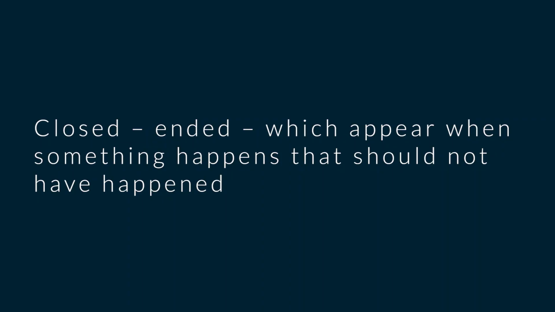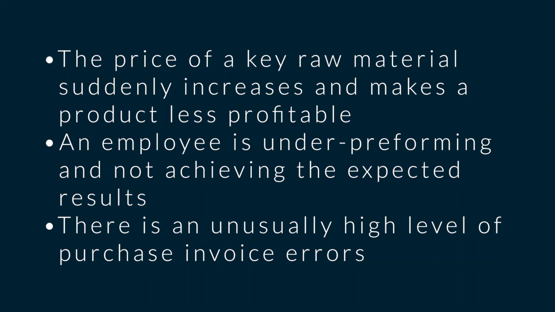developing new markets. So when you talk about problems, they can generally be classified into two. You're talking about closed-ended problems, which appear when something happens that should not have happened. Examples include: the price of a key raw material suddenly increases and makes a product less profitable; an employee is underperforming and not achieving the expected results; there is an unusually high level of purchase invoice errors.